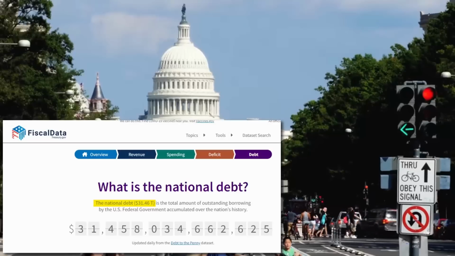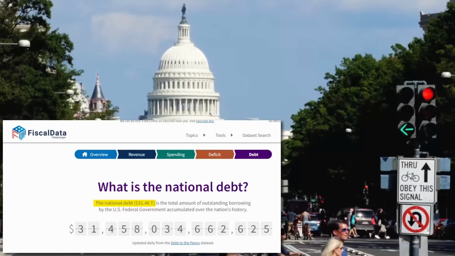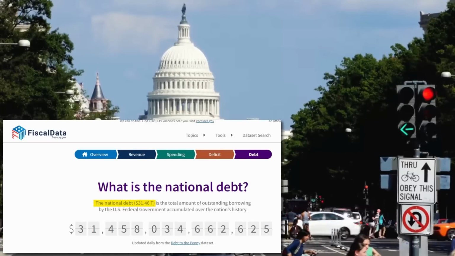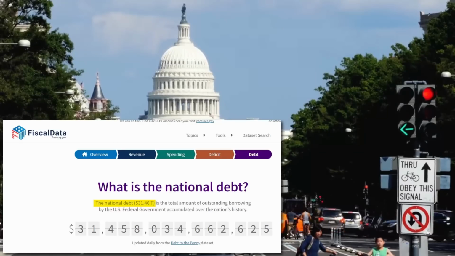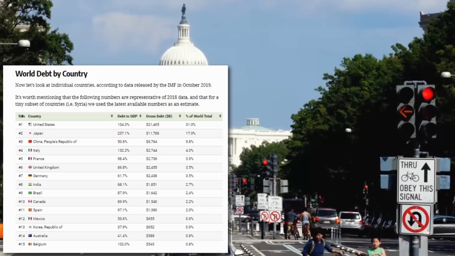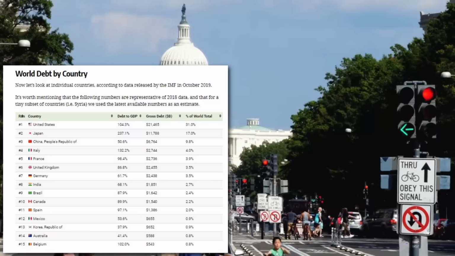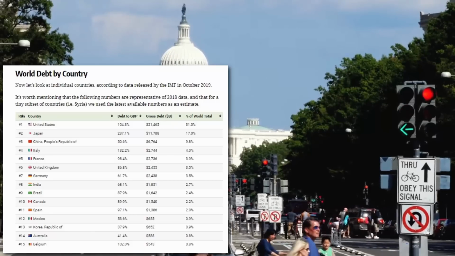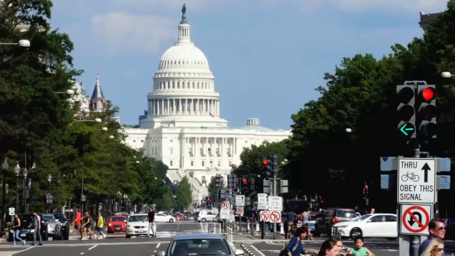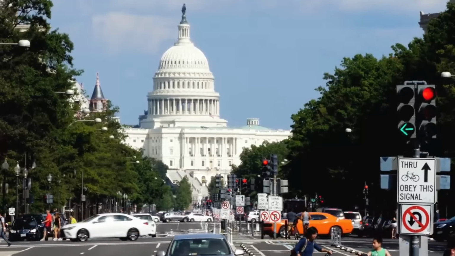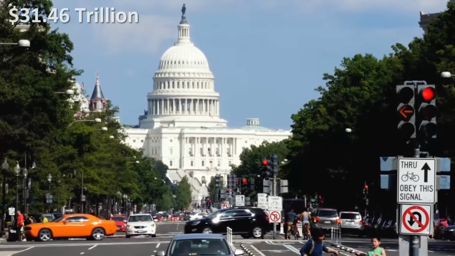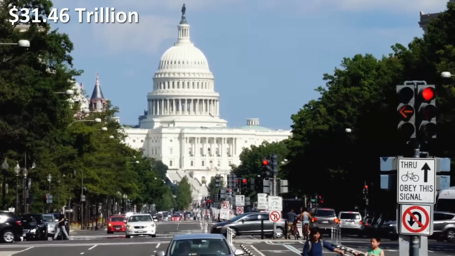But the United States of America has the highest national debt, which is currently, that is in 2023, around $31.46 trillion. Here is the list of top 15 countries whose debt is very high. Although this data is from 2018, you will get some idea. So the point is, the United States is the country with the highest national debt, which is $31.46 trillion.